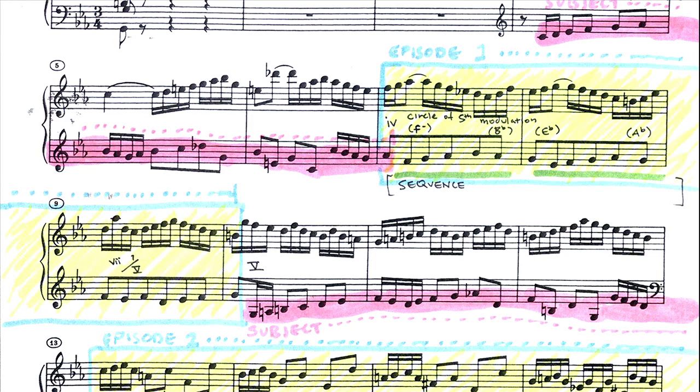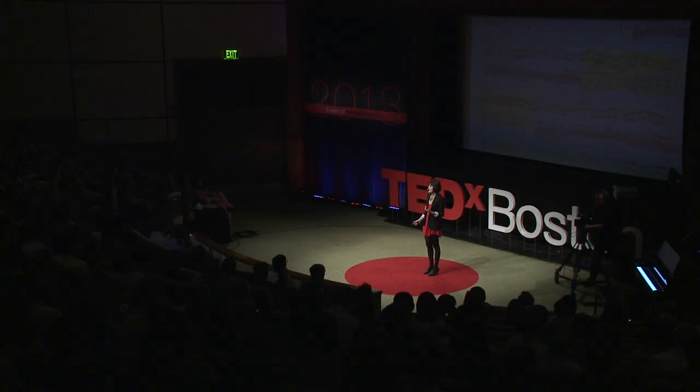the harmonies, the lines, the cadences. But while this piece can be understood in this way, it is also this.